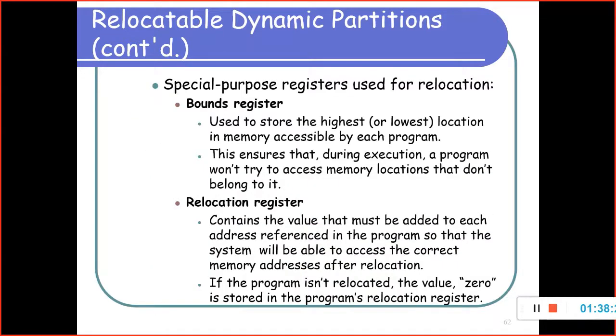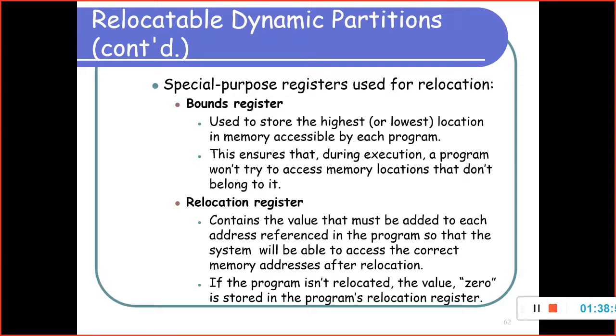There is also a special purpose register used for relocation, bound registers, used to store the highest or lowest memory location accessible by each program. This ensures that during execution, a program won't try to access locations that don't belong to it. There's an error if you try to access memory not supposed to be accessed. We have some error on that.